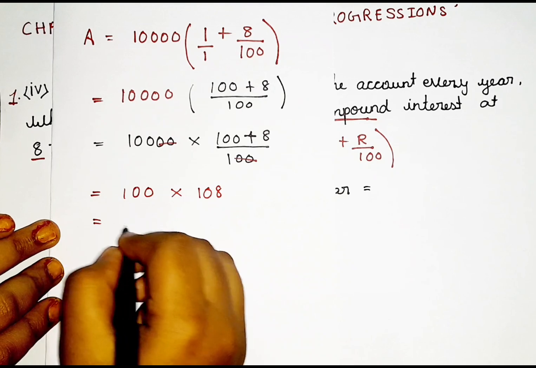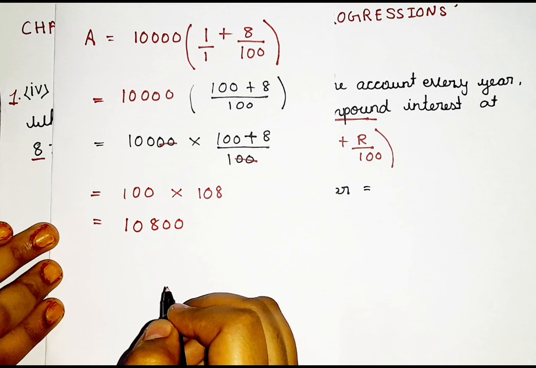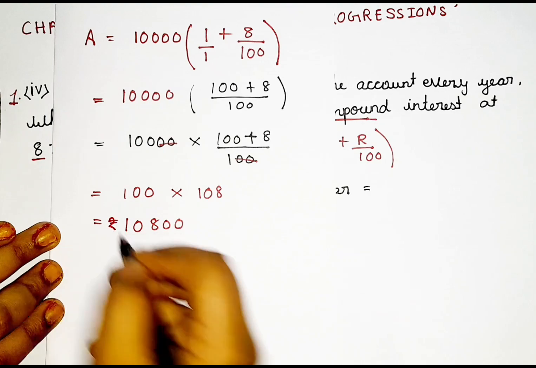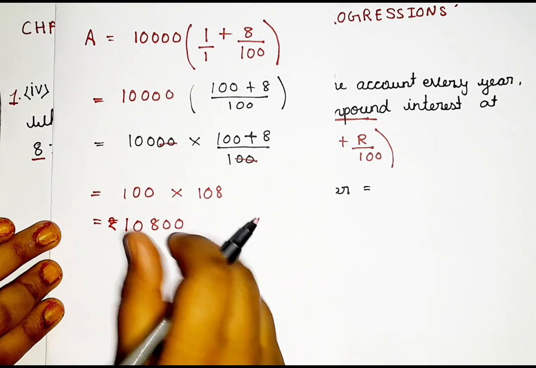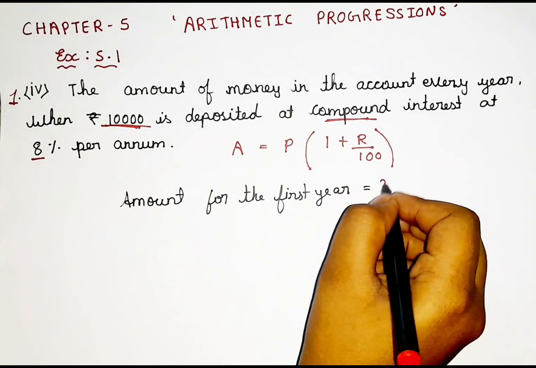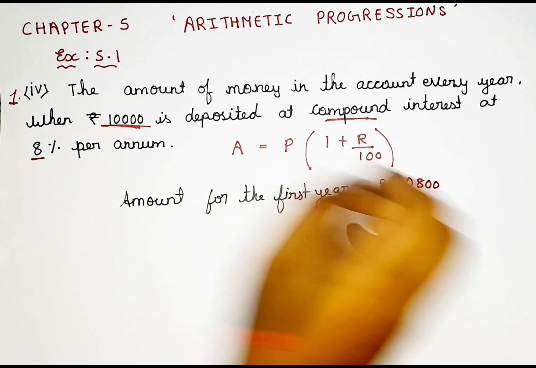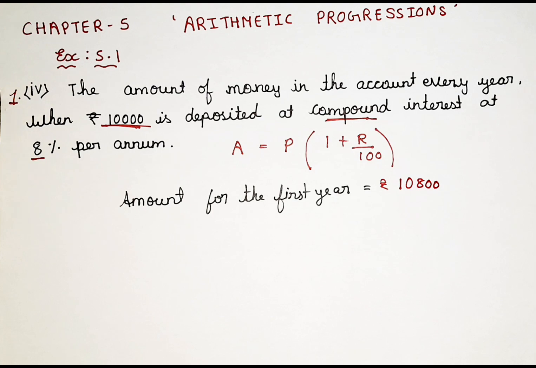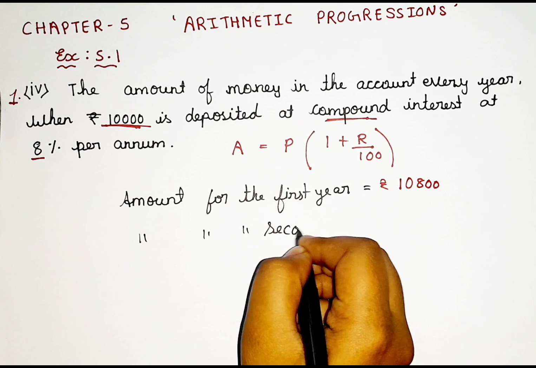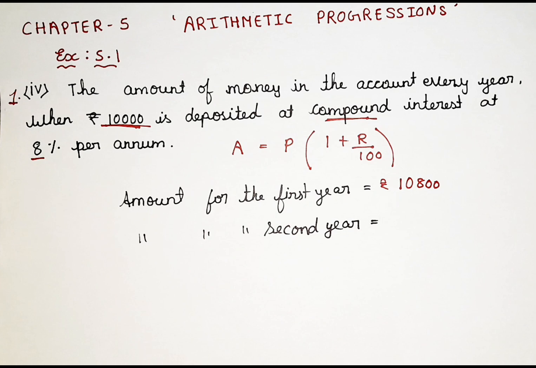When we multiply them, we get 10,800. It is going to be in rupees. This is the amount for the first year, rupees 10,800. Now let us write the amount for the second year is equal to. Here also you are supposed to apply the formula.